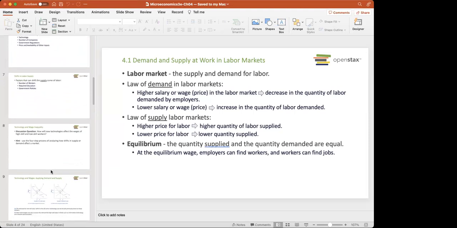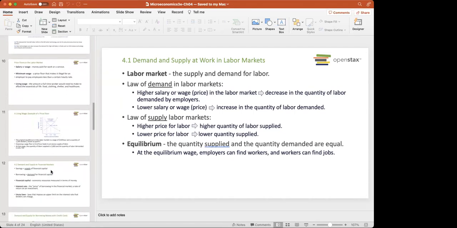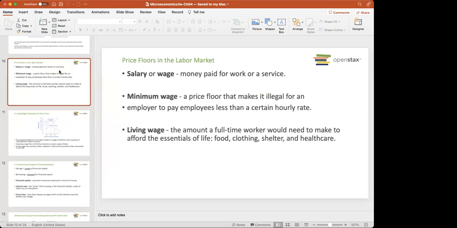So I'm going to scroll down just a little bit to where your book talks about salaries, wages, minimum wages, and living wages. These are concepts or terms that we are all familiar with, or more than likely are. Minimum wage is a great example of a price floor. So it's the minimum an employer or a company can pay you legally. It is illegal for someone to get paid less than that minimum wage.